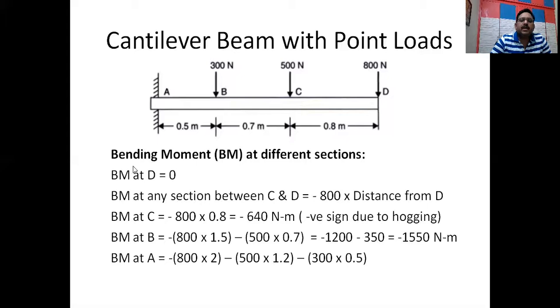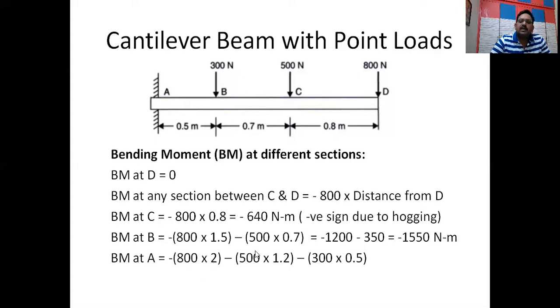Similarly, we can find out the bending moment at A. If we take A, forget about the reaction because it is passing through A. So how many forces are there to its right side? There are three forces, 300 newtons, 500 newtons and 800 newtons. How much moment will this 800 newton make about A? It is the load into its perpendicular distance, that is the distance between A and D. The distance between A and D is nothing but the entire span, that is 2 meters.